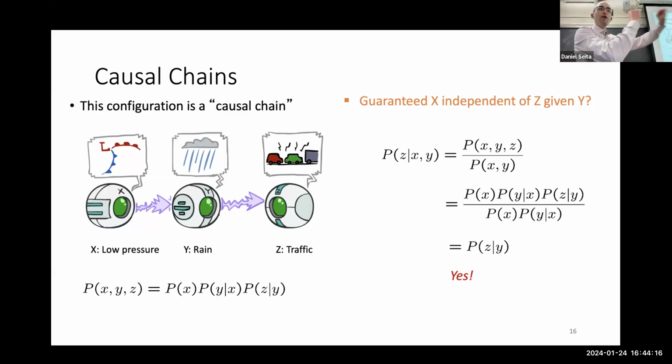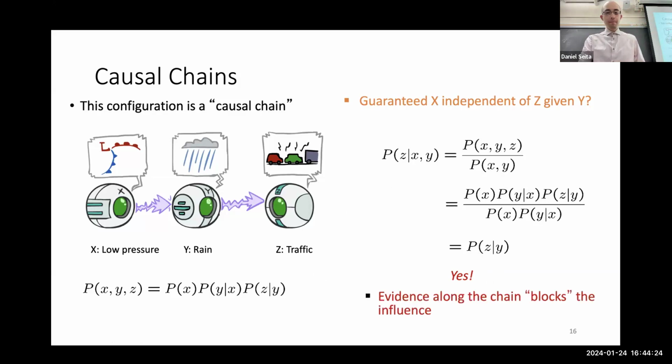Everything clear about the causal chain? One intuition is that evidence along the chain, which means you observe something, blocks the influence from proceeding in the chain. So you see Y, then that tells you all you need to know about Z. Knowing X doesn't help.